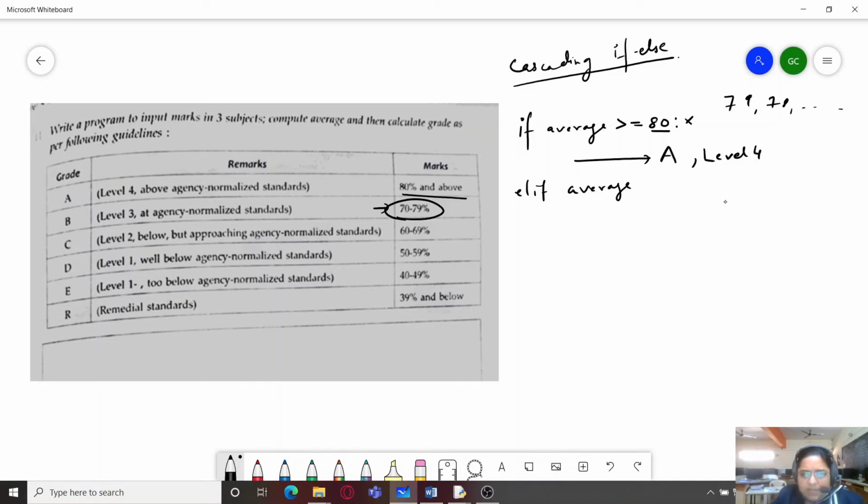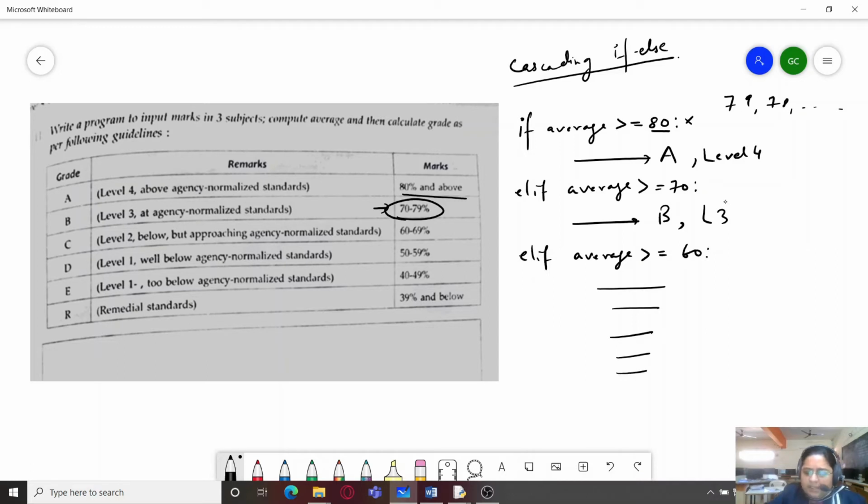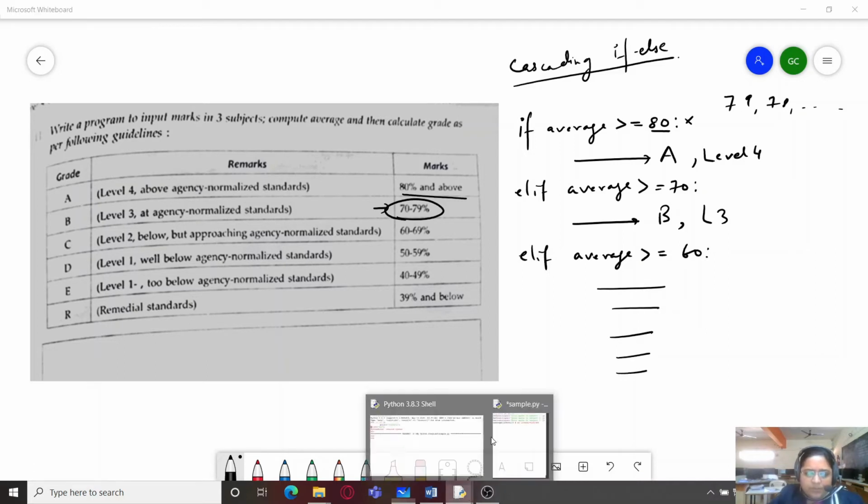So we are simply going to write average greater than equal to 70. We don't need to add any and after this, because it implies over here that if the first condition is false, it will automatically cascade and step down to the next condition, under which it will be B and level 3, and same way and so on, it will continue to the end. So let us write the code for it.